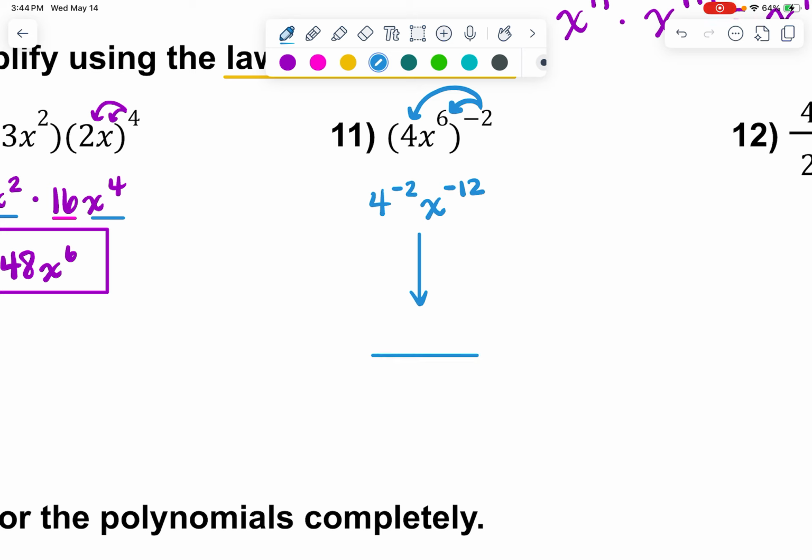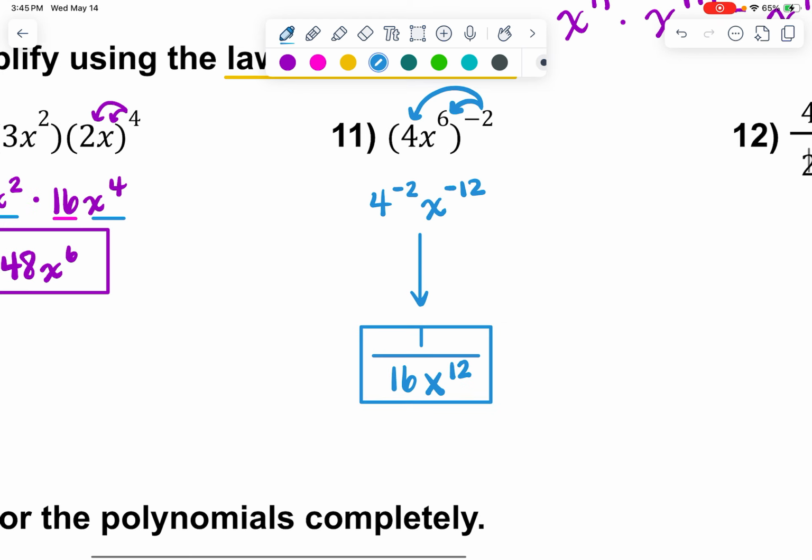So I'm going to move the 4 squared to the denominator. And I can actually do 4 squared, that's going to be 16, but it's going to be in the denominator. And then I'm going to move my x to the negative 12 to the denominator where he's happy, so my exponents become positive. And then, of course, I need a 1 placeholder to hold that numerator open since there was nothing left up there.